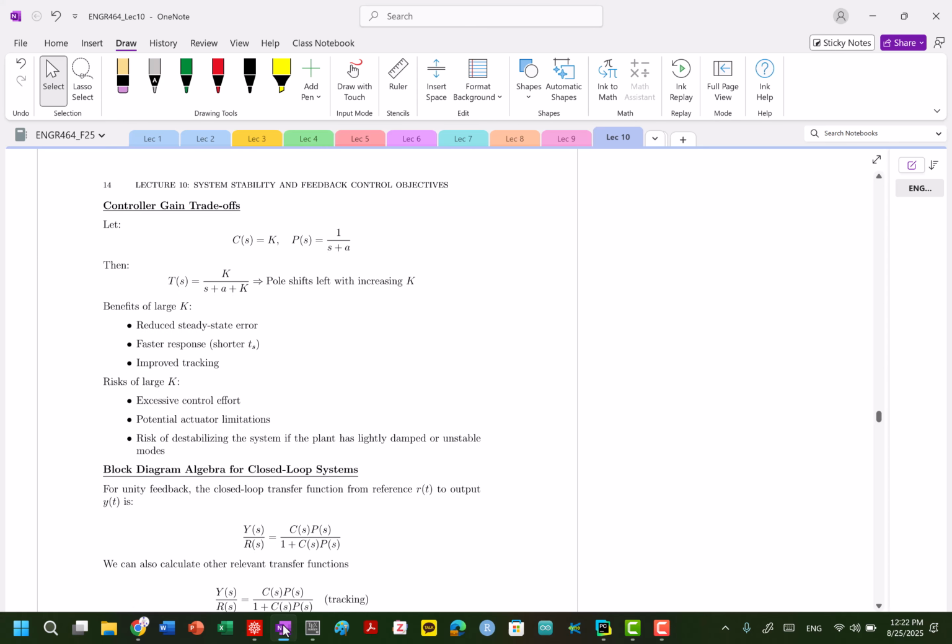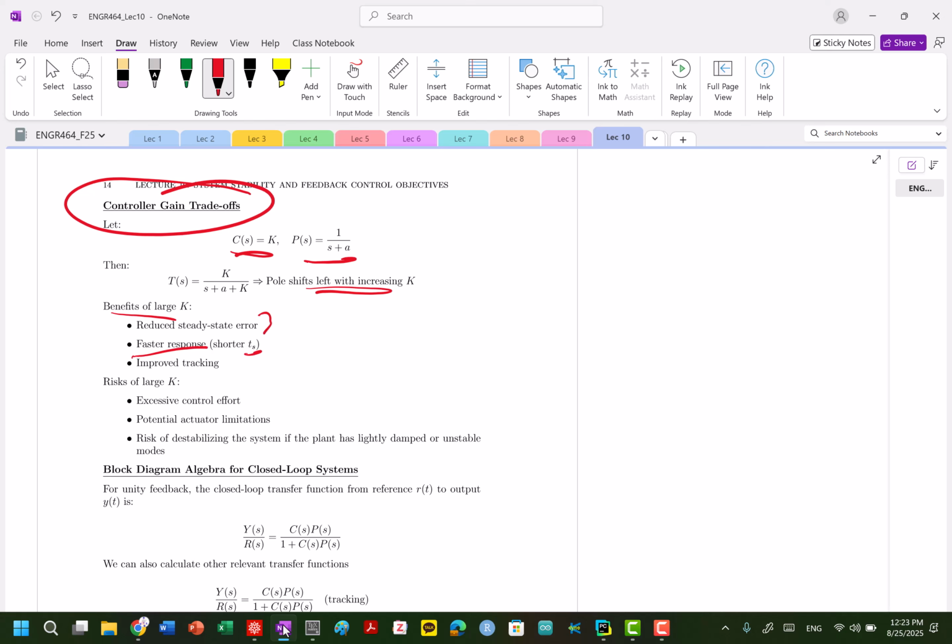So let's finish up before we get into some block diagram review, just the trade-off. So remember, if we have this plant we have here, we have our transfer function, it shifts here. So there are benefits of larger K. We're going to reduce the error, we're going to get a faster response, so shorter settling time, improved tracking. So Y of t matches closer to R of t. But again, you can blow out that motor or whatever. There are limitations on your actuator system. And again, you can destabilize it as well.